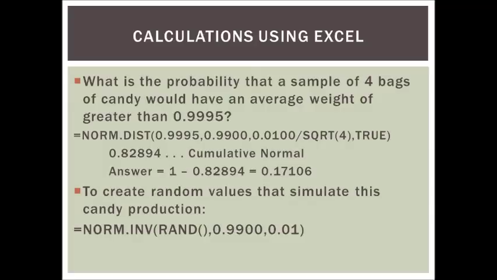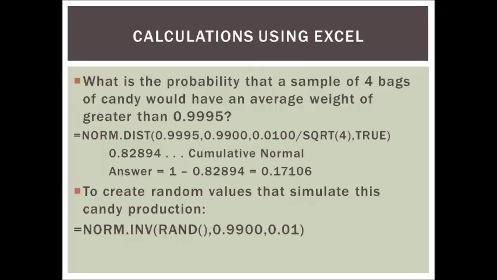So in this case, the number given by Excel is 0.82894, which would be the normal curve shaded all the way from the left out to 0.9995 on the right. That's what Excel gives you. But this example is asking for the average weight greater than 0.9995, so we just need the rest of the curve. In this case, we would take 1 minus the number that Excel gives us to find the answer. So you've just got to know a little bit about what Excel is giving you.